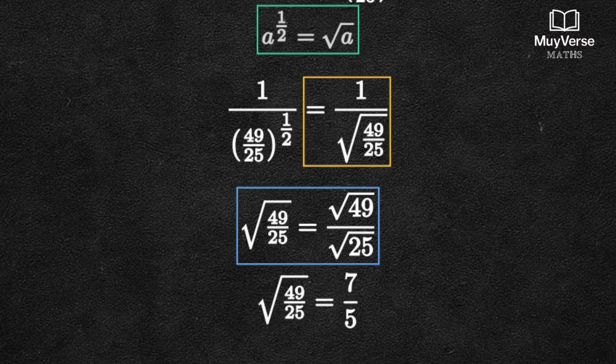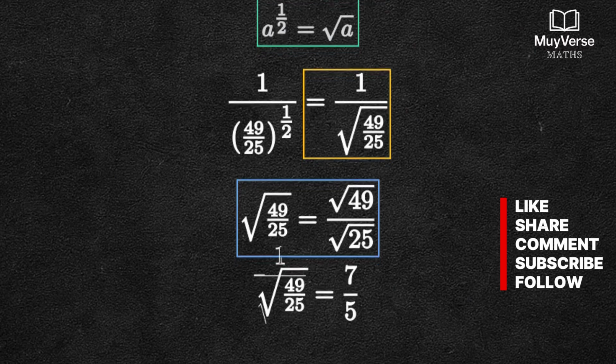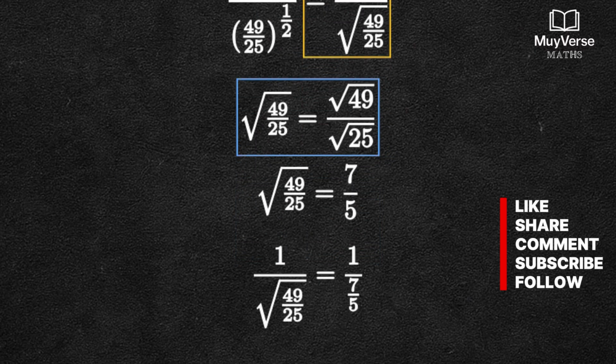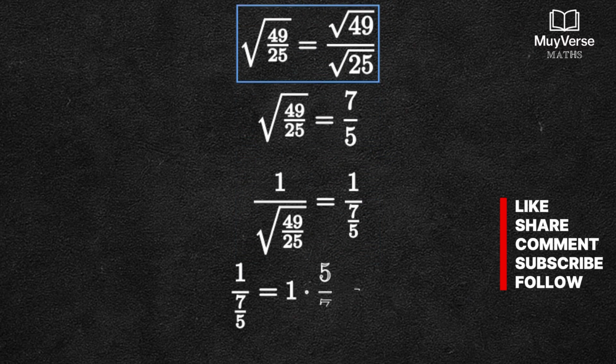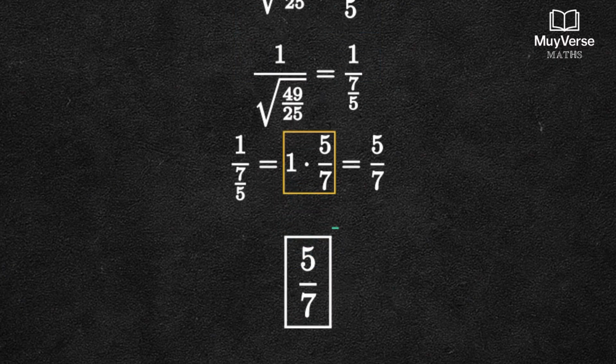Step 4. Go back to our expression 1 over the square root and substitute 7 over 5. We get 1 divided by 7 over 5. Dividing by a fraction is the same as multiplying by its reciprocal. So 1 divided by 7 over 5 equals 1 times 5 over 7, which equals 5 over 7. Therefore, the value of open parenthesis 49 over 25 close parenthesis to the power negative 1/2 is 5 over 7.